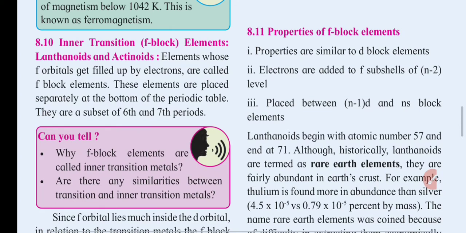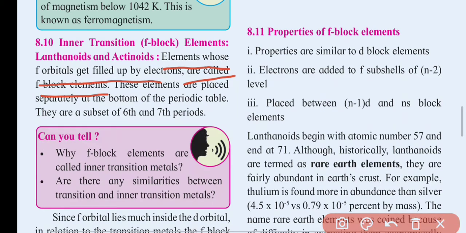Elements in which the last electron enters into the pre-penultimate shell, that is the (n-2)f orbital, are known as F block elements, or they can also be defined as elements whose f orbital gets filled up by electrons. They include 28 elements with atomic numbers ranging from 58 to 71 and 90 to 103 collectively.